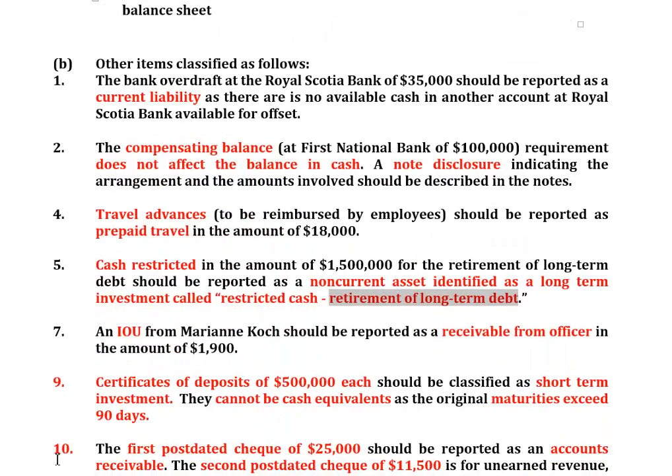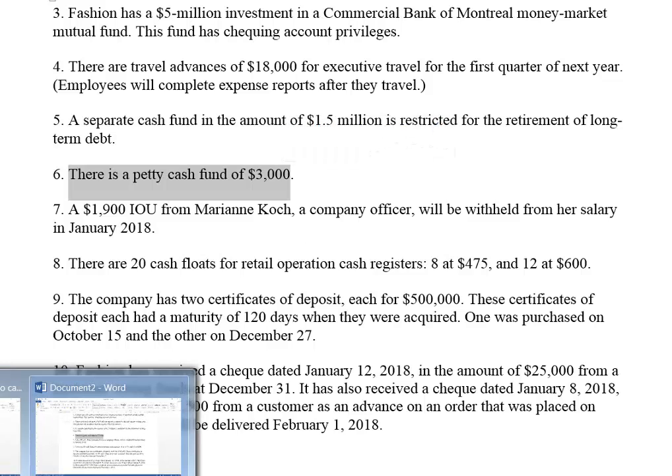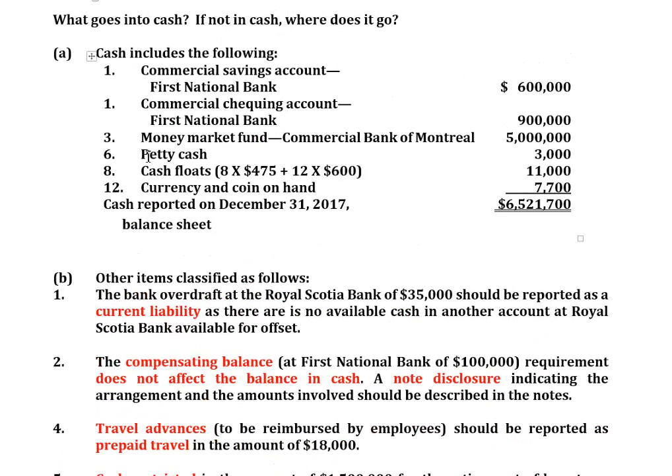All right. Now, let's look at item number 6. Item number 6 says there's a petty cash fund of $3,000. Well, you know from your previous studies in accounting, that is considered cash. So we would have that amount of $3,000 up here to help us calculate the cash balance.